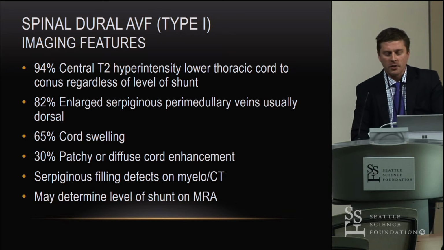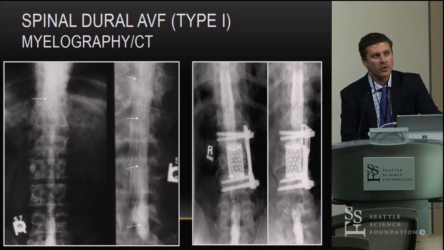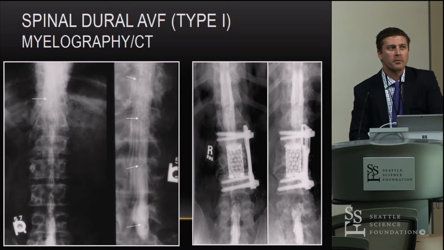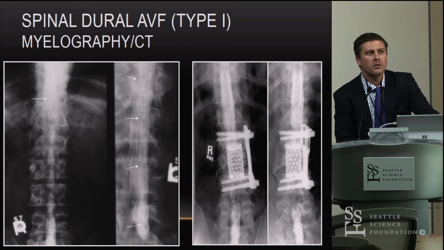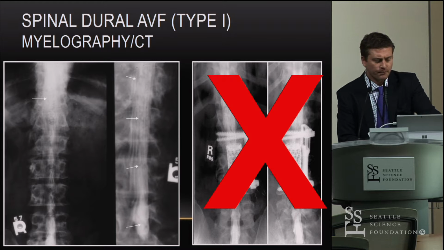So what do we see on imaging? 94% get a central T2 hyperintensity. The serpiginous vessels are common but not always there. Cord swelling, patchy or diffuse cord enhancement are the main ones. Myelograms, you guys don't really see that as often, but you can see here this was misdiagnosed and had this extensive fusion put in when it was actually a dural fistula. Not good.